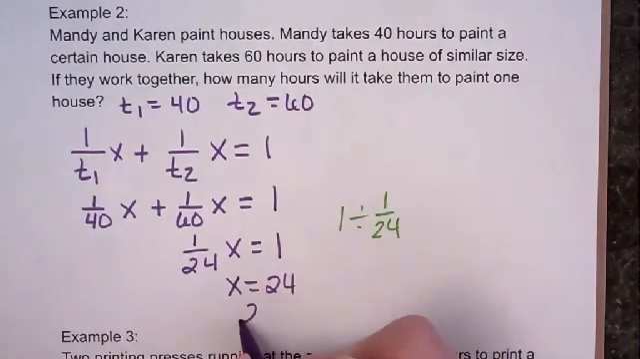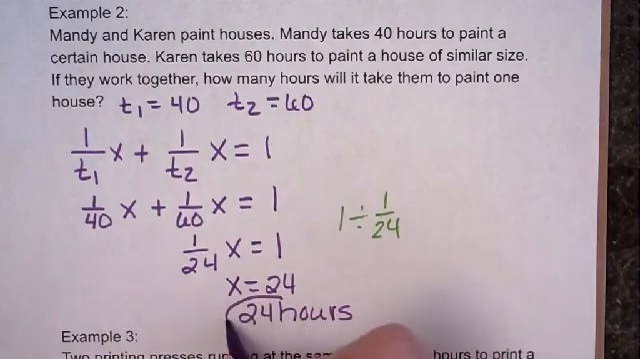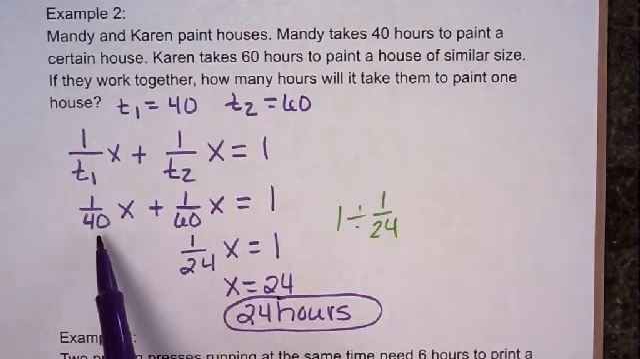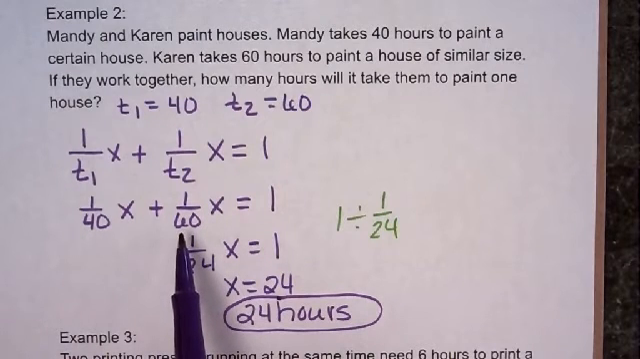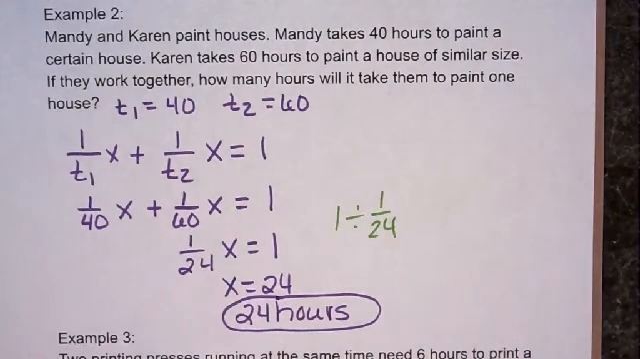And what does that mean? It means 24 hours. So it took Mandy 40 hours to do it, Karen 60 hours to do it. If they work together, it would only take them 24 hours to do it. Okay, go ahead and copy that down, and we'll go to example 3.